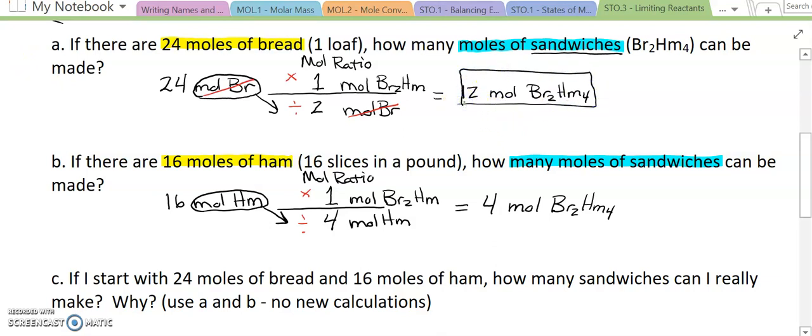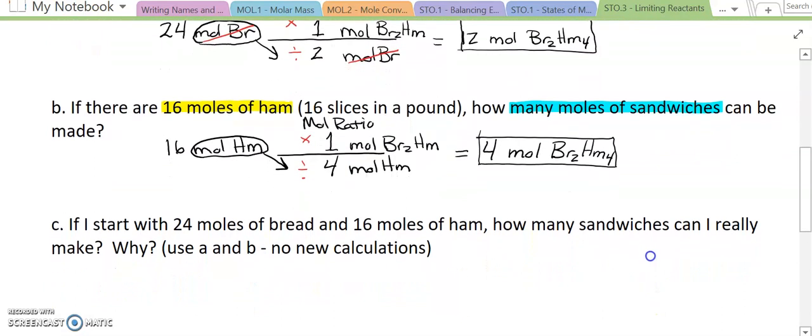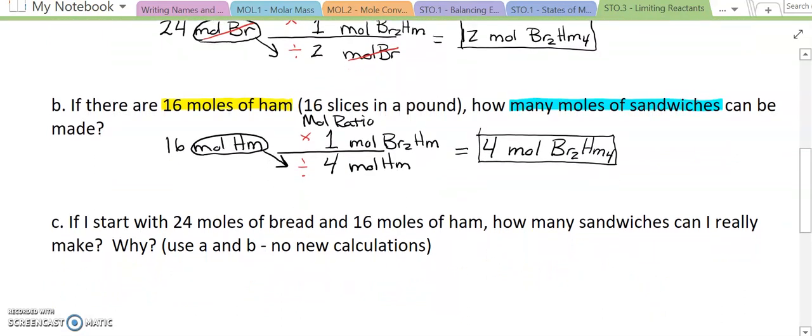And sure enough, I have enough bread to make 12 sandwiches. Part B says I have enough ham to make 4 sandwiches. And the reality is I need both ingredients to make the sandwich. If I have bread but no ham, it's pretty impossible to make a ham sandwich. So when I take a look at the answer to part C, it's not one ingredient that's going to determine the amount of product that can be produced.